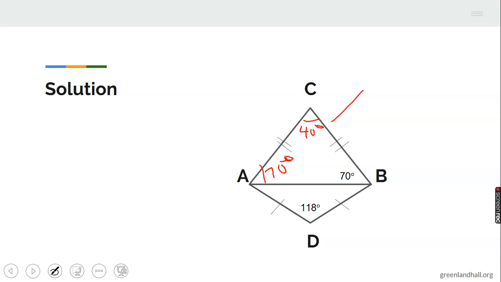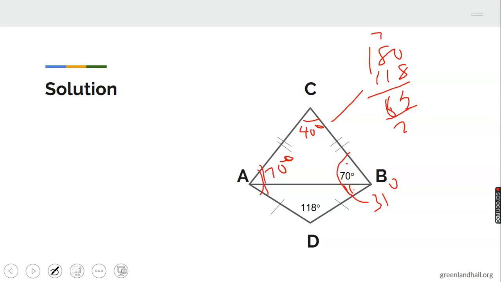Here, since this angle is 118, these two are the same. You minus 118 from 180. You have 62. So these two will add up to 62, and by the time you divide it by 2, you have 31. So this angle is 31. And we are looking for the whole of this angle. They are the same. So it's going to be 70 plus 31. That is 101.